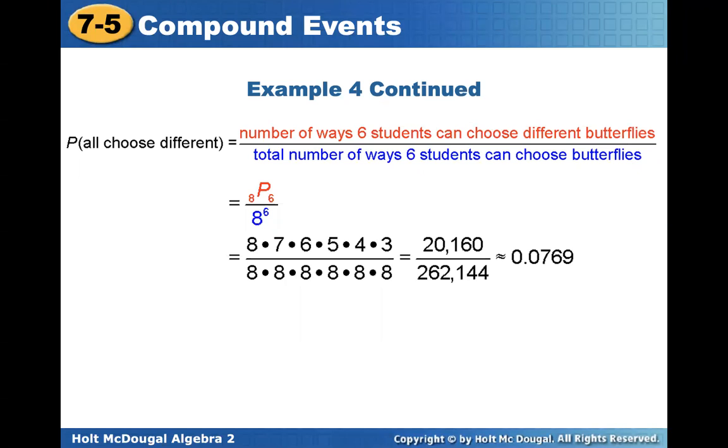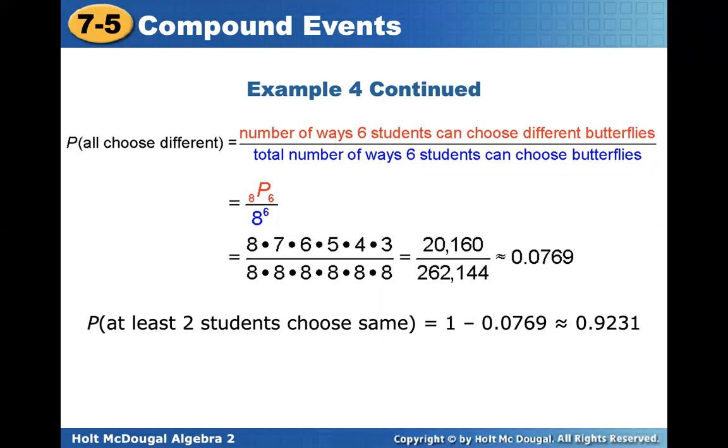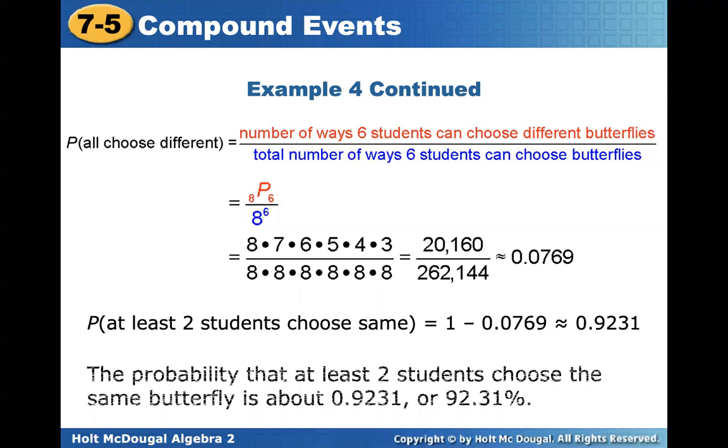So it's not very likely that they'll all choose different. There's only about a 7.69% chance that they all choose different. Okay. So to find our probability, we're going to have to take 1 minus that 7.69%, which means there's roughly a 92.3% chance at least 2 students choose the same butterfly. Okay. Questions on that? Okay. This works really well when you're talking about at least 2, or at least 2 would be the best application here. Okay. Questions?